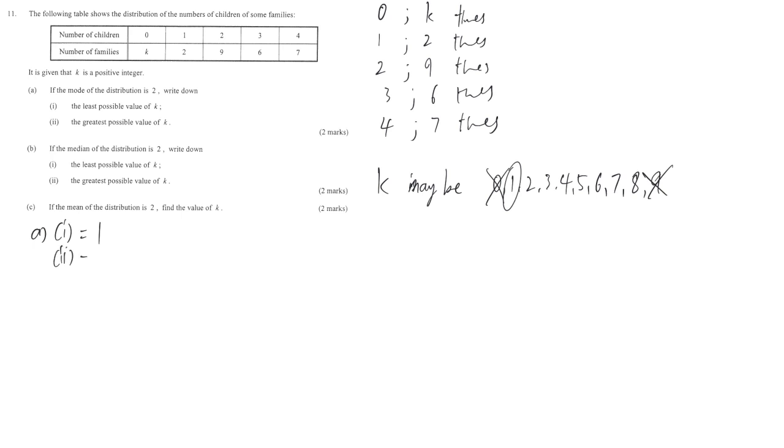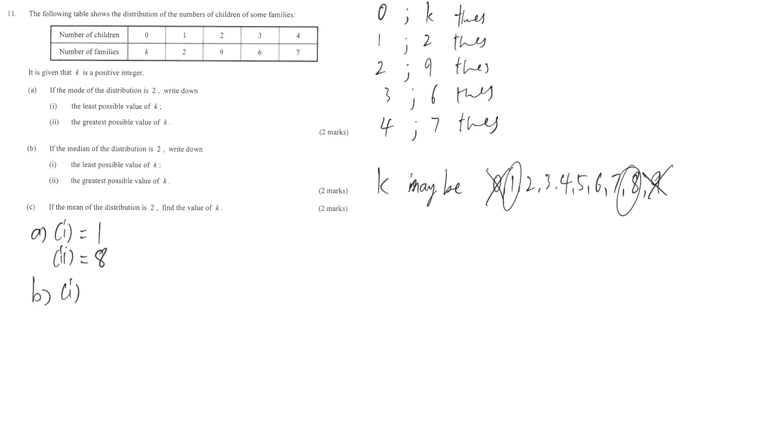And we finish A2 also, because it can't become 9. Otherwise, we not only have one mode but 2. So the largest possible value of k is 8. We already get 2 marks here.